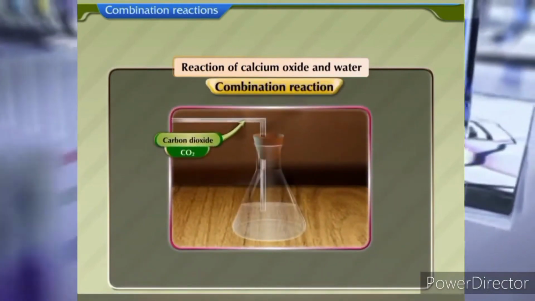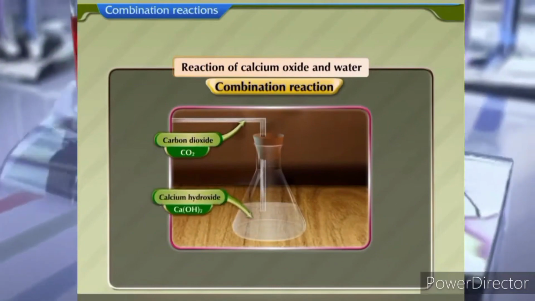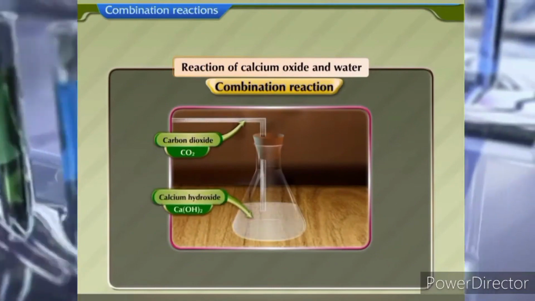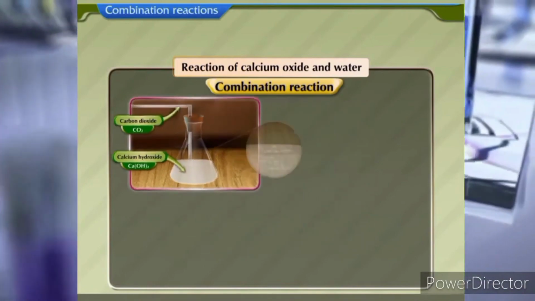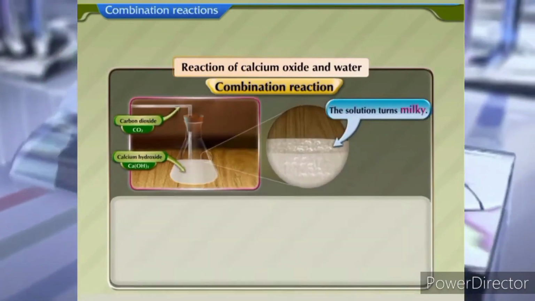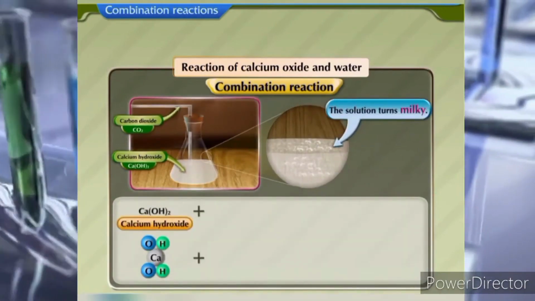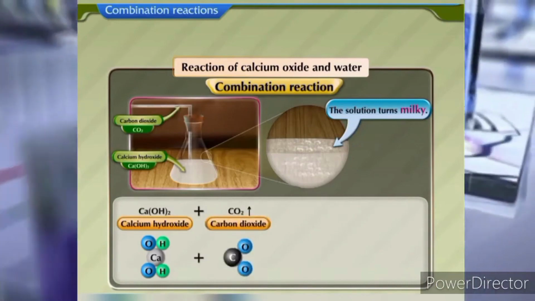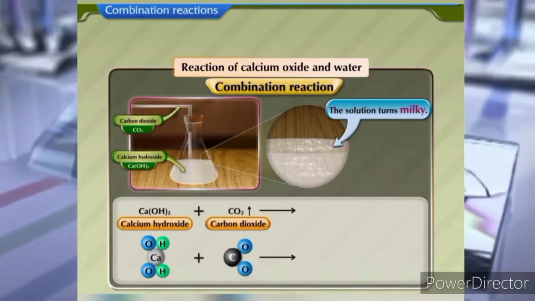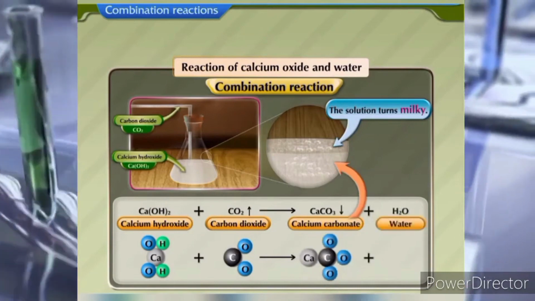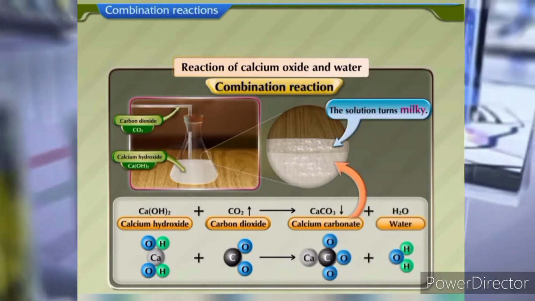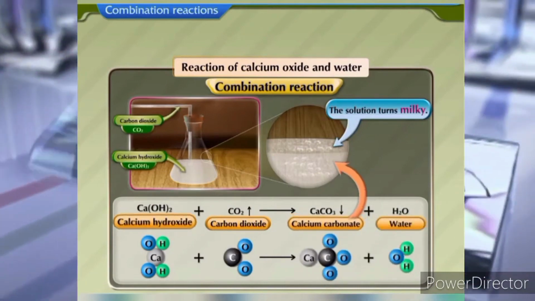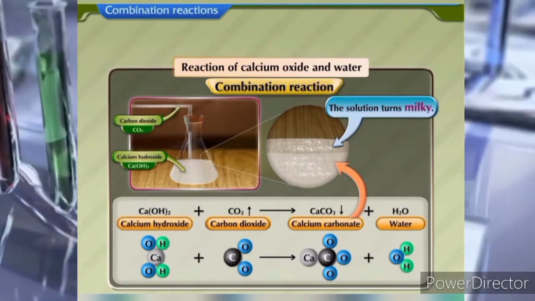Now, allow carbon dioxide gas to react with calcium hydroxide. What do you observe? The solution turns milky. Calcium hydroxide reacts with carbon dioxide to form a white precipitate of calcium carbonate and water. The formation of calcium carbonate makes the calcium hydroxide solution milky.